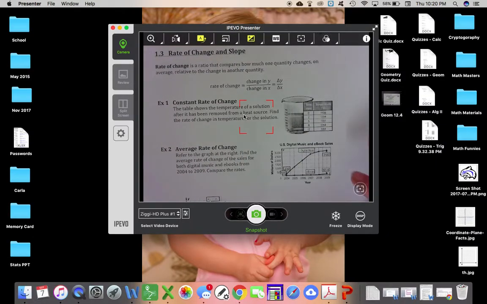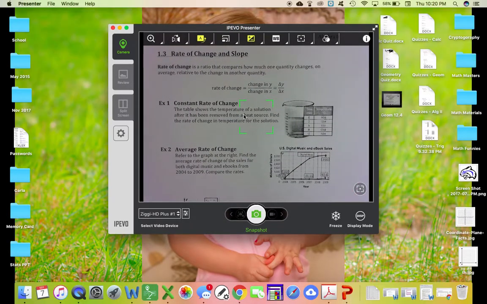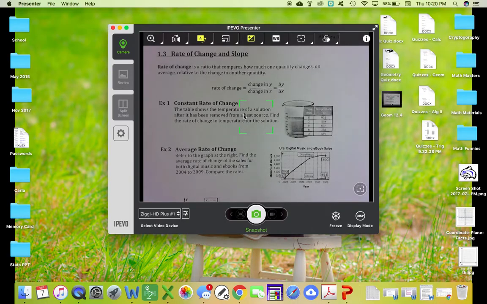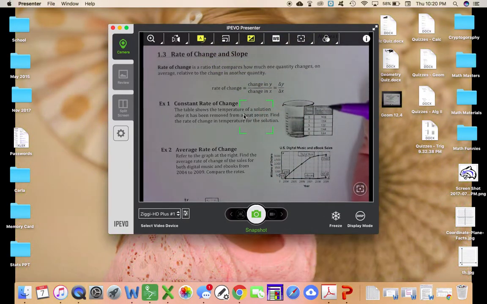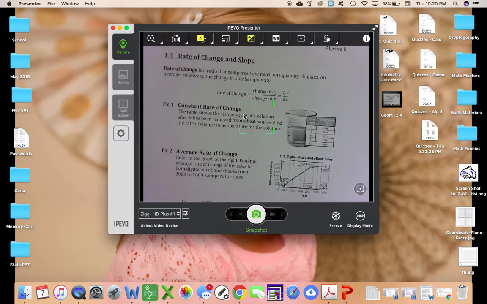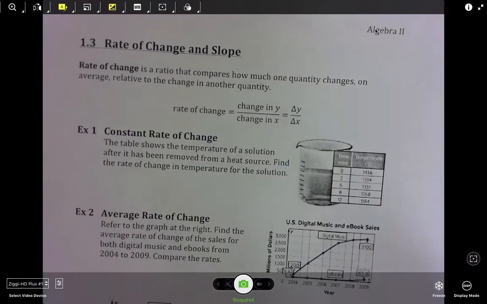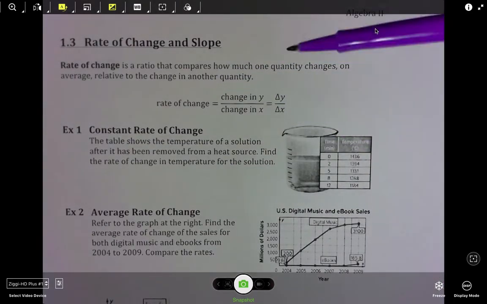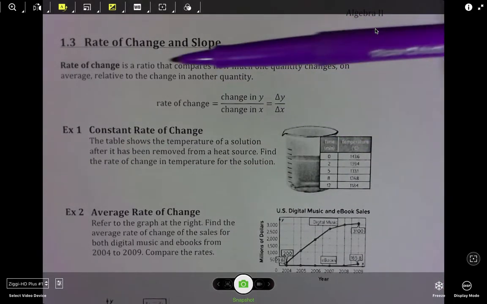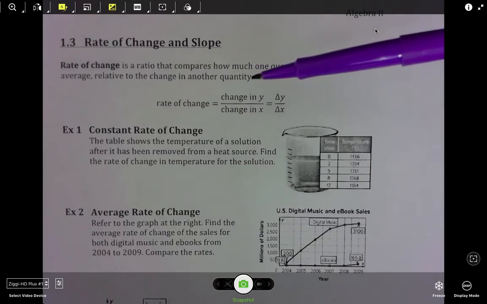All right, Algebra 2 kids, this is section 1.3, which is rate of change and slope. You guys have probably heard of the word slope before, but rate of change is just another term for that. Rate of change is a lot of times used in story problems, like example 1 and example 2. Rate of change is a ratio that compares how much one quantity changes on average relative to the change in another quantity.